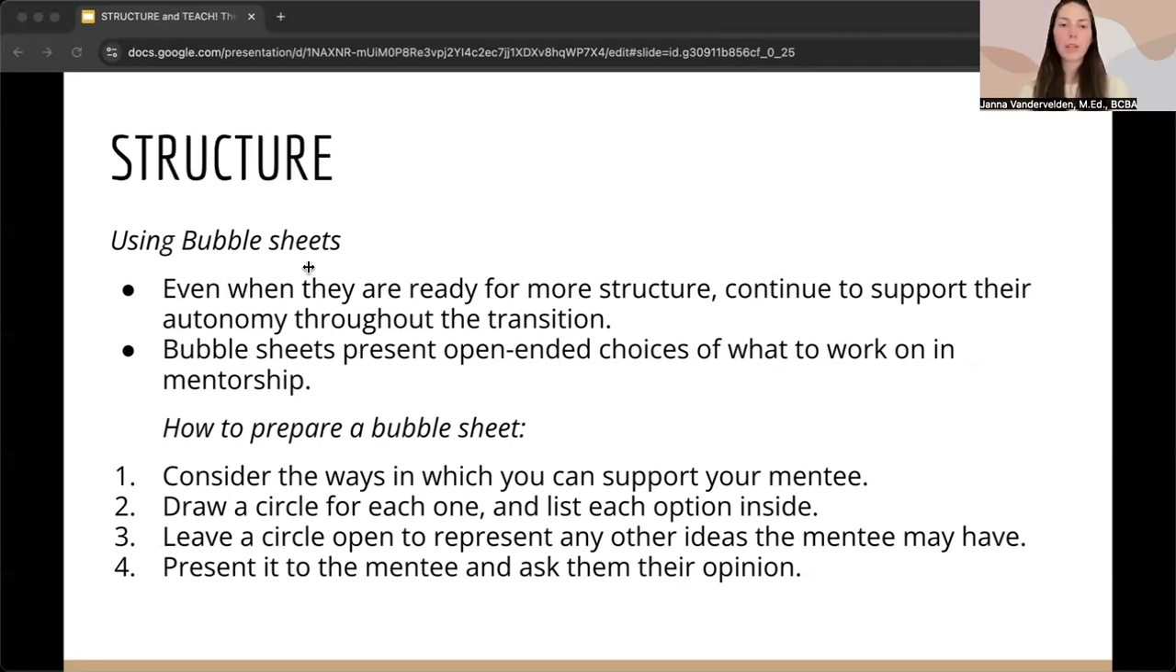To make an individualized bubble sheet, you would first list each possibility in a circle, either handwritten on a piece of paper, or digitally prepared as you see here, including a circle for other ideas. Ensure that what you write in each circle is stated in age-appropriate language, so it is approachable and understandable to them. For example, instead of building emotional regulation skills, as we would say as educators, you could reword the general objective to managing strong feelings. Then you would present it to your mentee and get their thoughts.